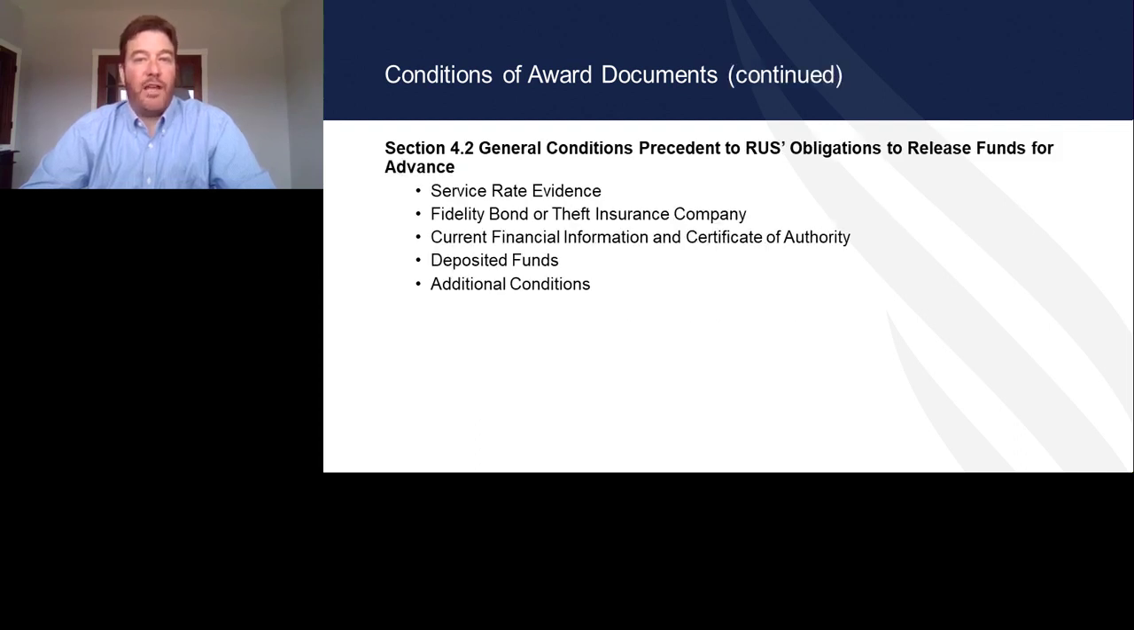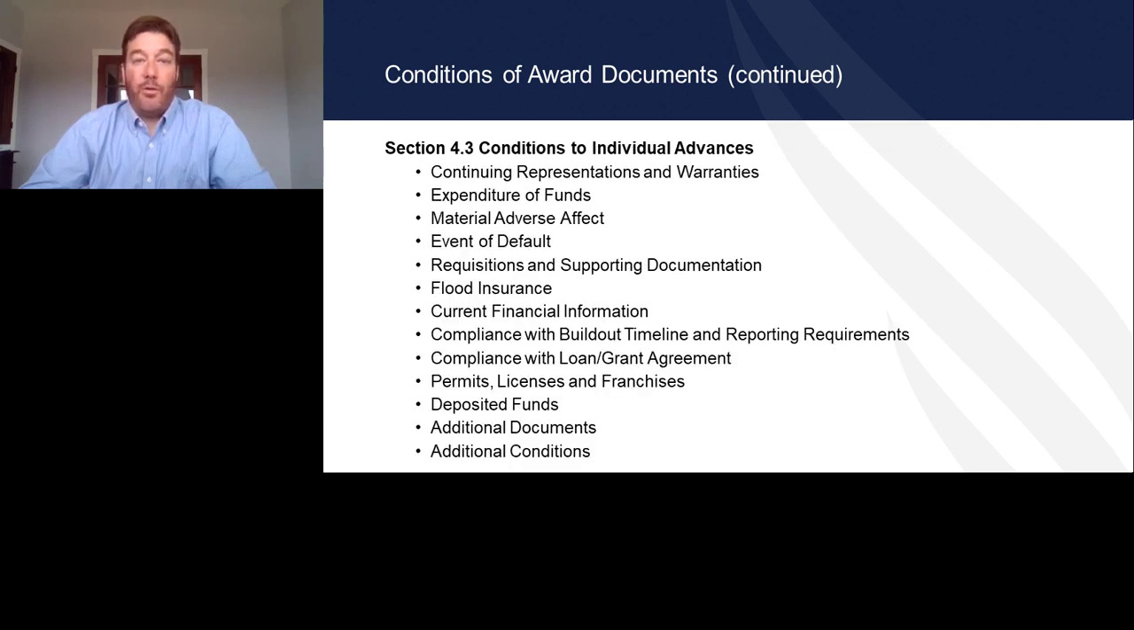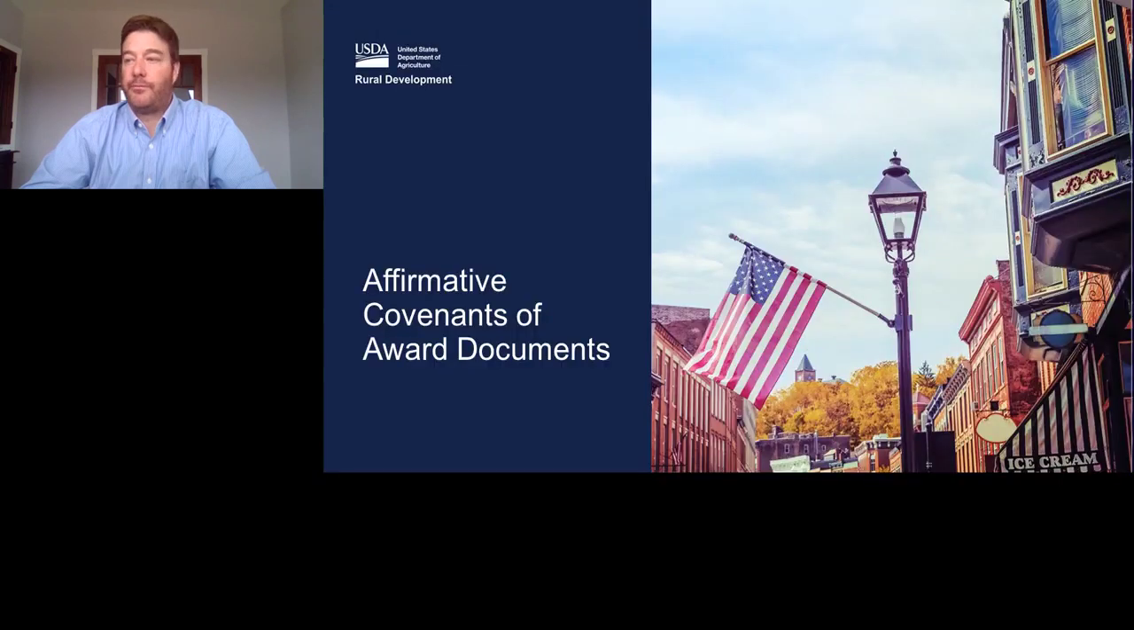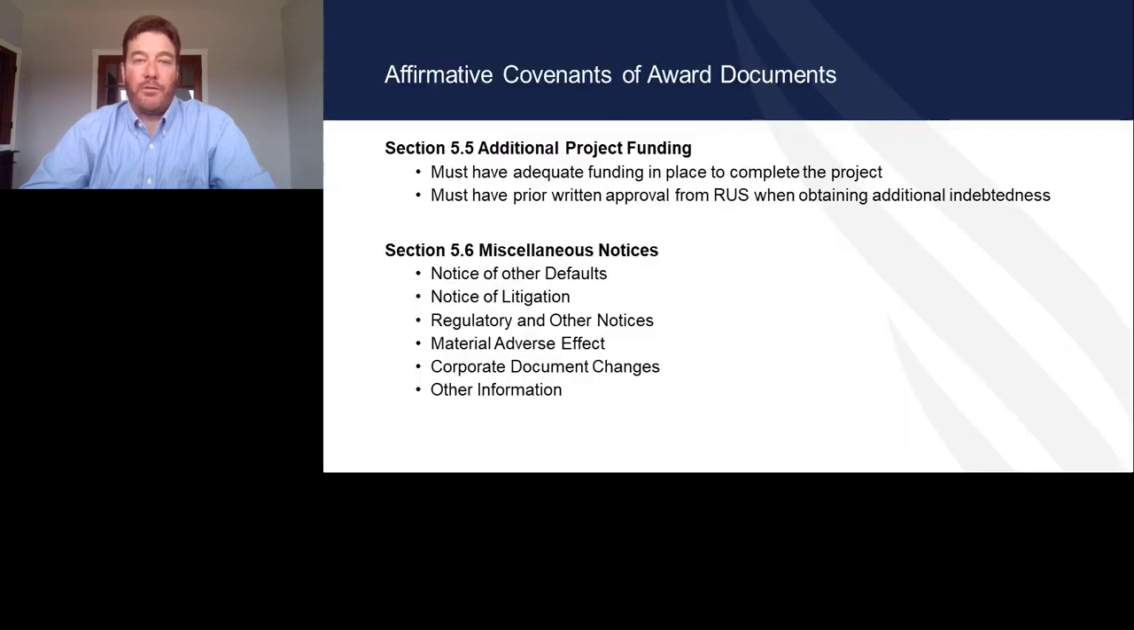The award documents have various affirmative covenants, including that you must have adequate funding in place to complete the project. You are required to provide RUS with certain notices if applicable, shown here. You must have a rate structure in place that will enable you to meet certain financial ratios and requirements. If you fail to meet these requirements, you need to provide a corrective action plan to RUS.